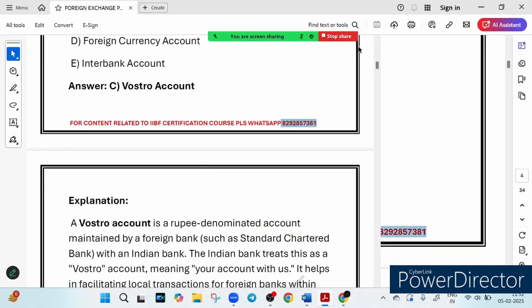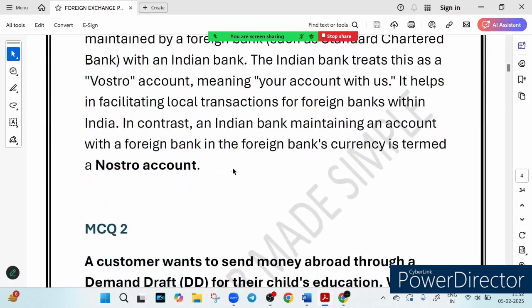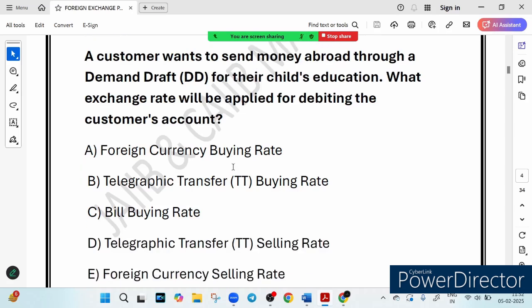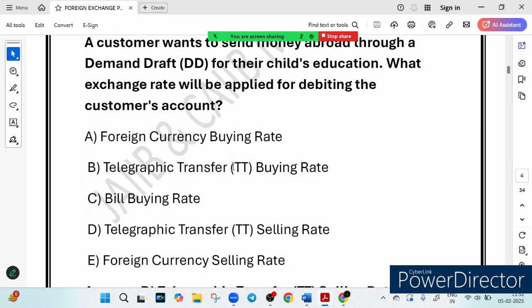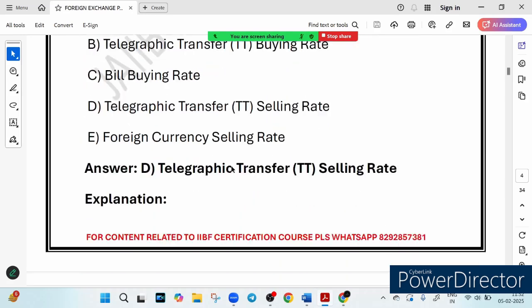Now the question number 3. Yeah, question number 3 is on your screen now. I think it is a 4 number question. The question says: a customer wants to send money abroad through a demand draft for their child's education. What exchange rate will be applied for debiting the customer account? Right, so this is the question. Let me move to this question later.